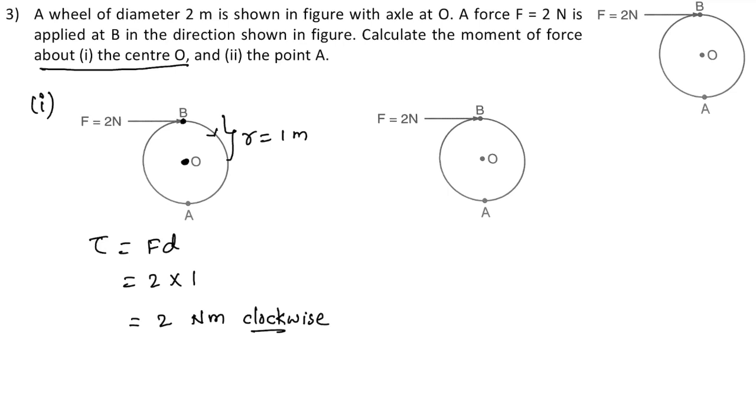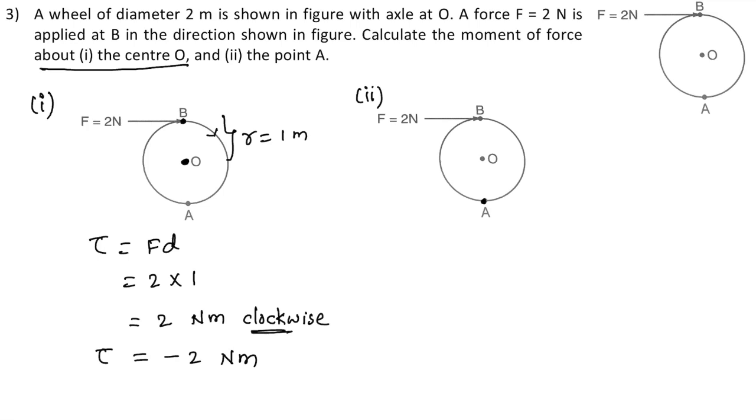Instead of writing this in words, we can also use the sign: clockwise torque is negative. So we can say torque is equal to minus 2 Newton meter. In the second case, we want to find out the moment of force about point A, meaning now the axis of rotation is shifted to the point A. Okay, it is passing through the point A.